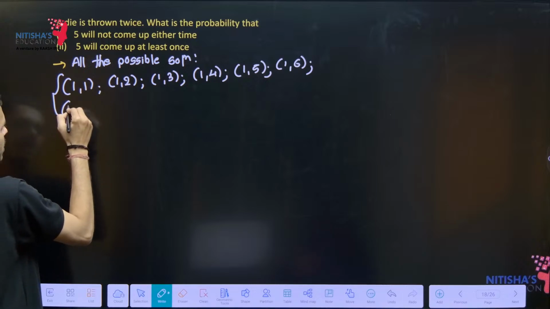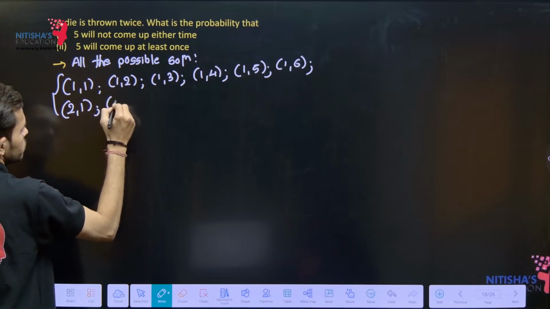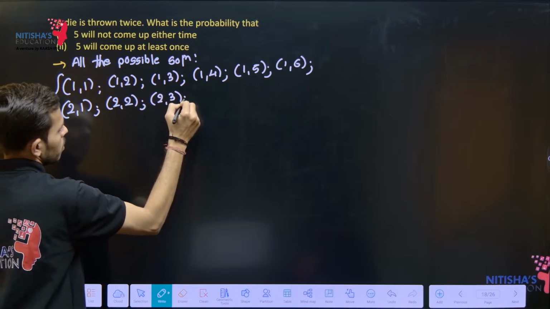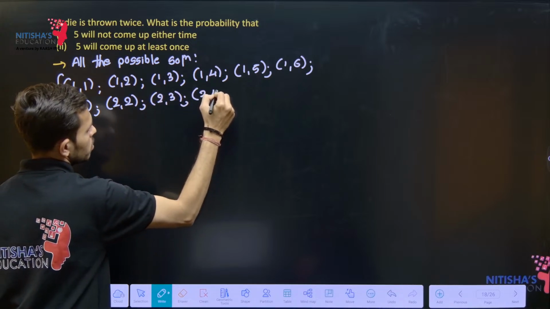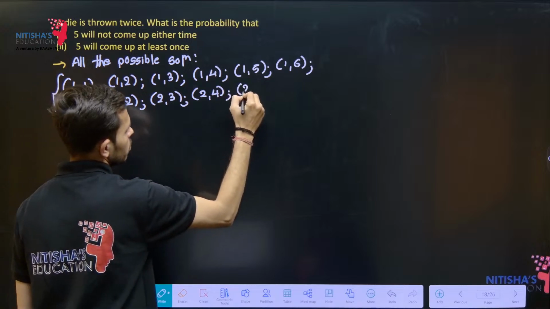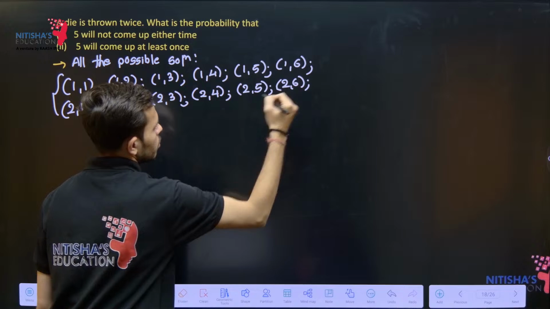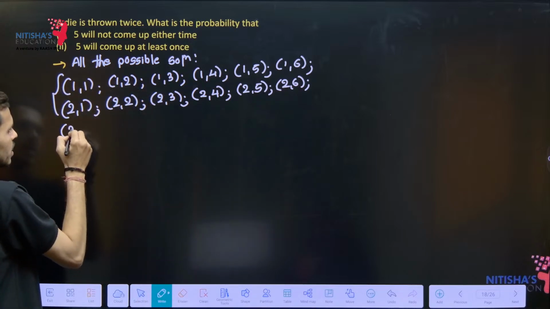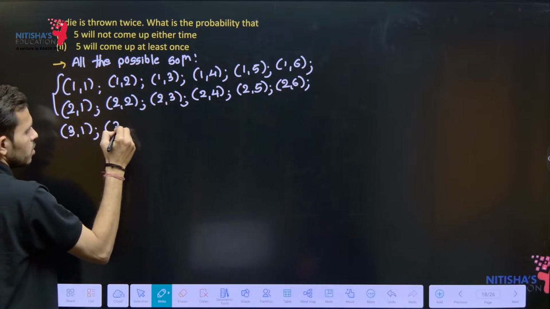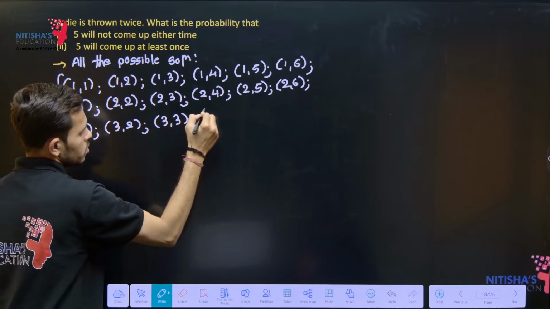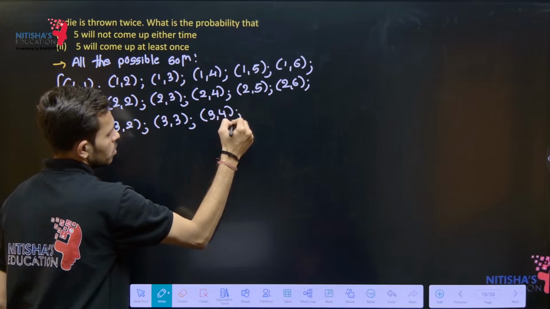ऐसा ही हम 2 के लिए लिखेंगे, 2 1, 2 2, 2 3, 2 4, 2 5, 2 6. वैसे ही हम 3 के लिए लिखेंगे, 3 1, 3 2, 3 3, 3 4.